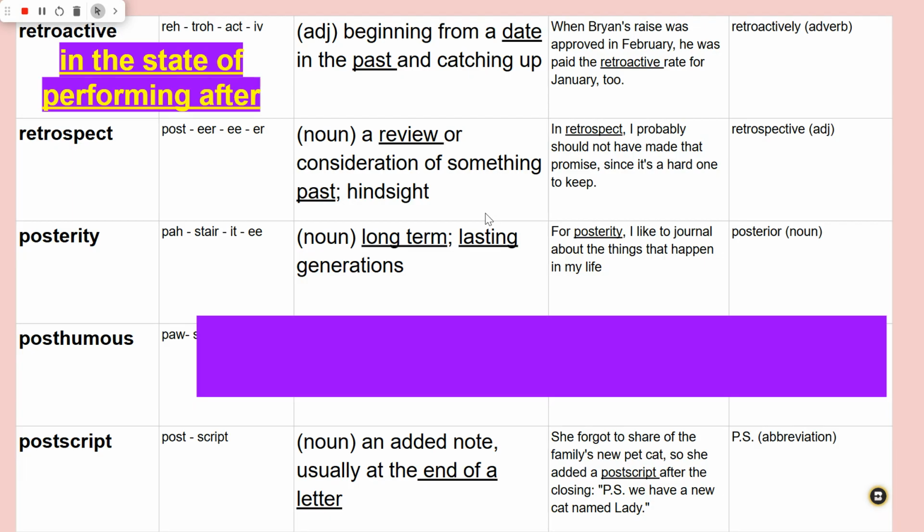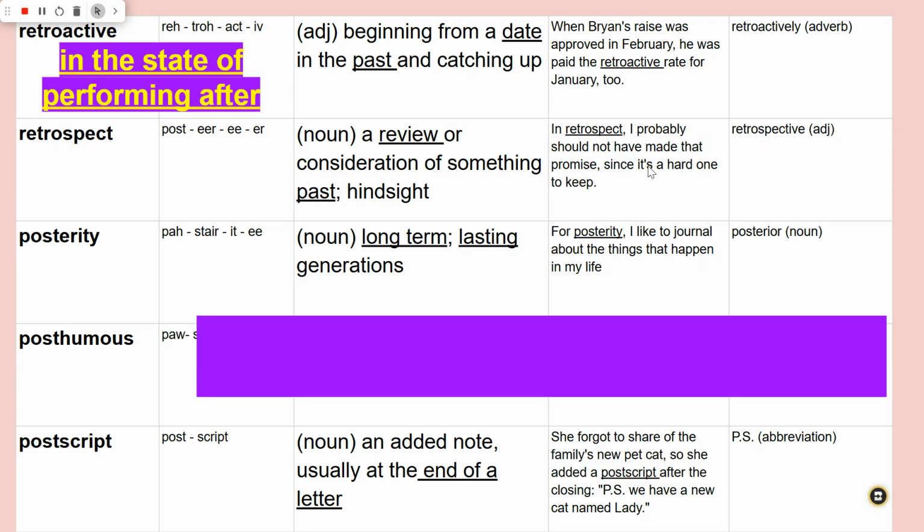When Brian's raise was approved in February, he was paid the retroactive rate from January 2. Another form is retroactively. It's an adverb, which means it's how something happens. So what's really important to remember about retroactive, it's like you had a deadline for something, but it wasn't decided on in time, or the rule wasn't made in time. So when they make the decision and it's too late, they have to catch up and kind of go back to when it was due and work to catch up from there.